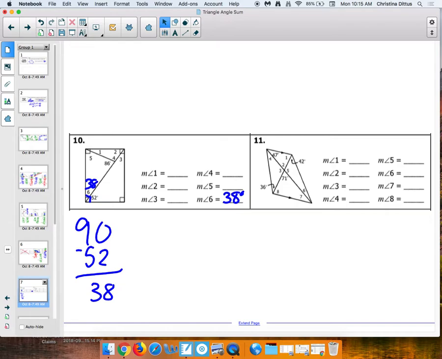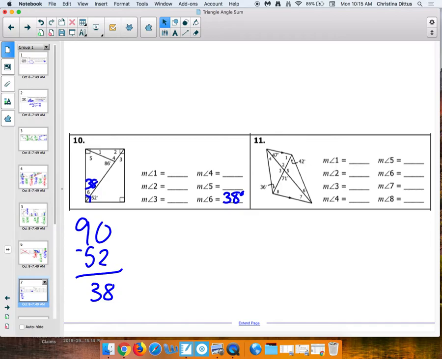How'd you get 38? Because we've got a little box here, which means 90. So I know these two added together are 90. Subtract out your 52. Take your 90 minus your 52 and you're left with 38.